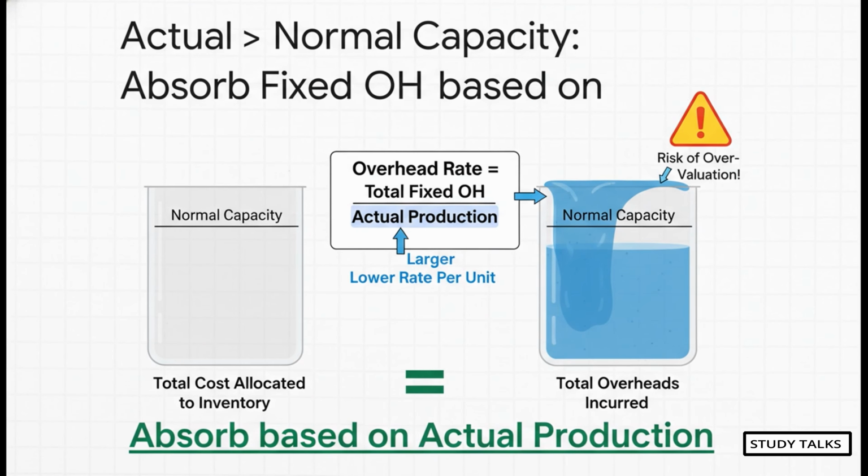Now let's flip it. What if you have an amazing year and you produce more than your normal capacity? In this one scenario, you switch things up. You use your higher actual production number to calculate the rate. This brings the rate down and makes sure that you're not assigning more cost to the inventory than you actually incurred. It's a rule to prevent overvaluation.